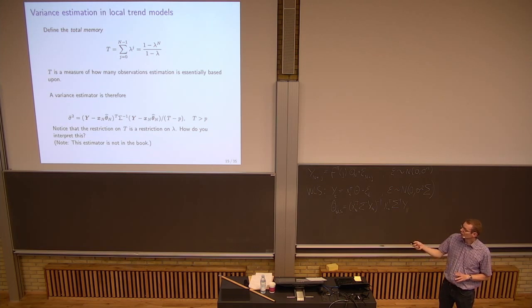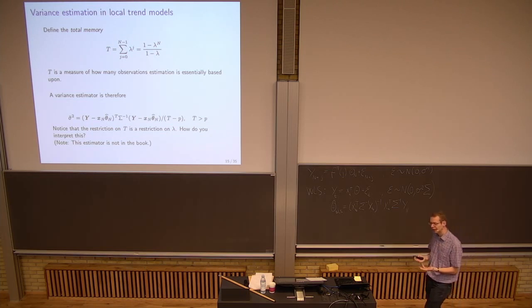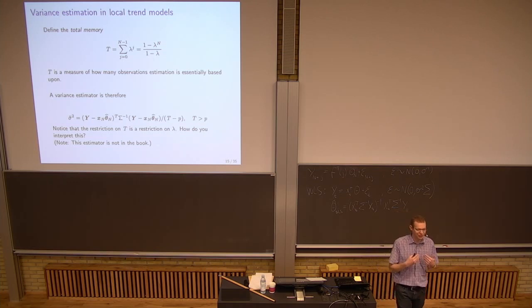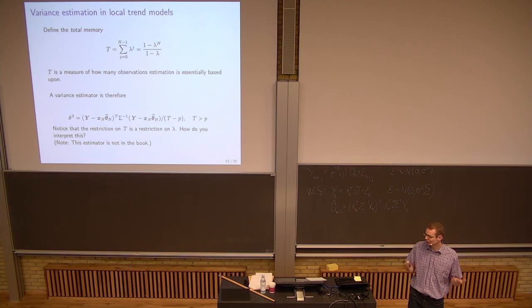So t has to be greater than p. That's fairly obvious when I just say it. It's the same thing as you had in an exercise last week or the week before. How many observations do you need before you can make an estimate of a general linear model? Well, you need the same number of observations as the number of parameters you have. Otherwise, you cannot do anything.